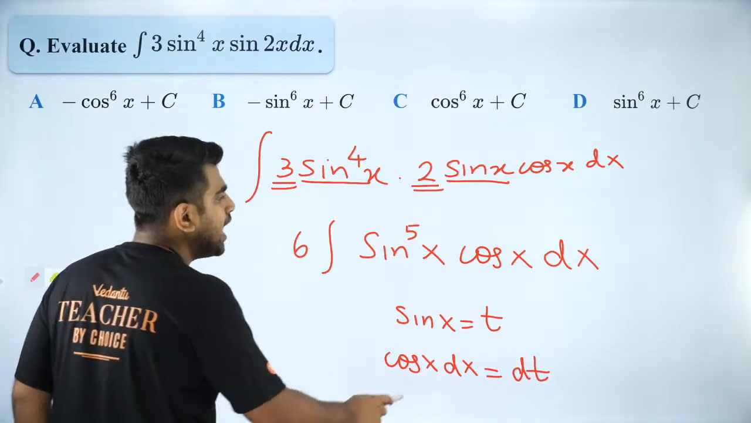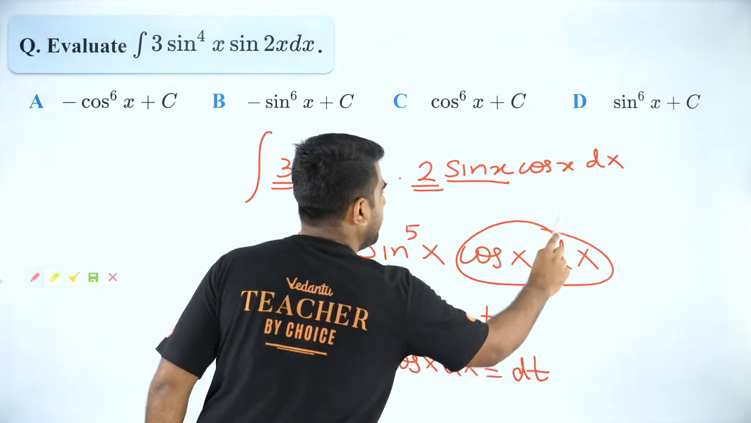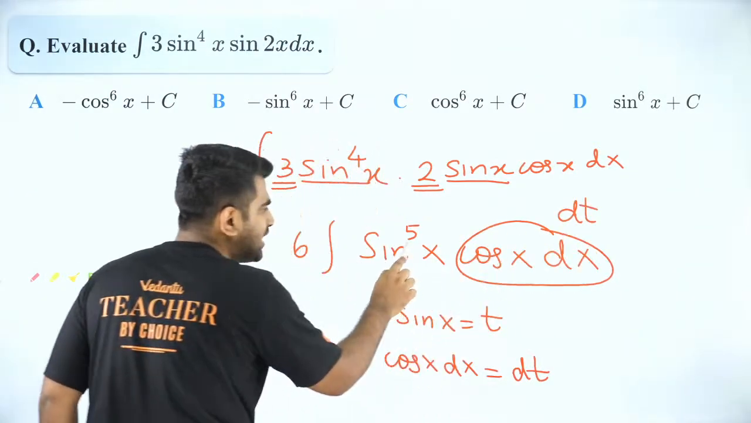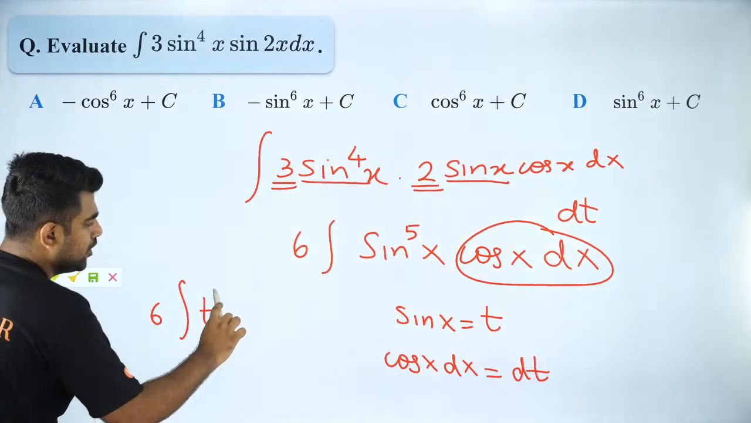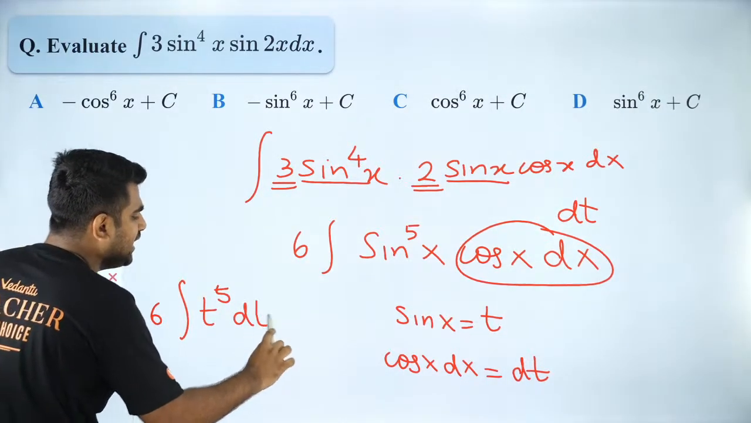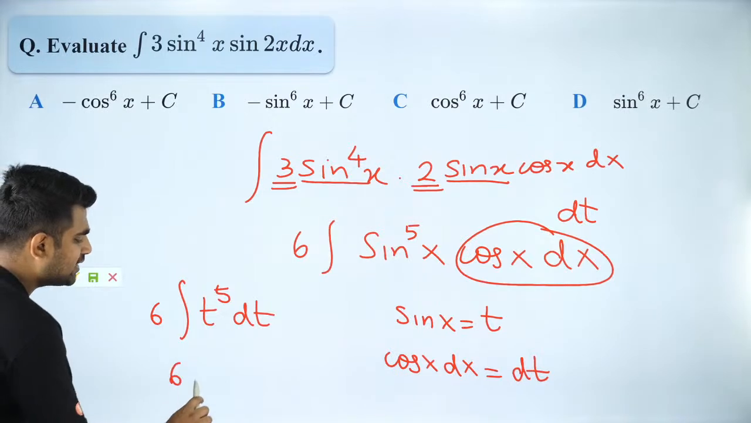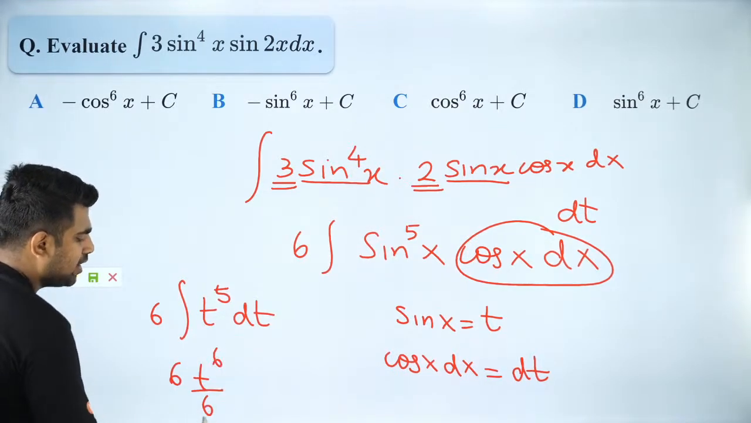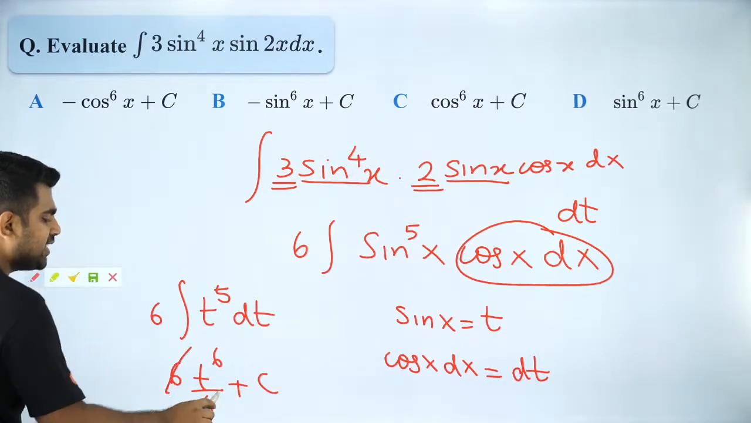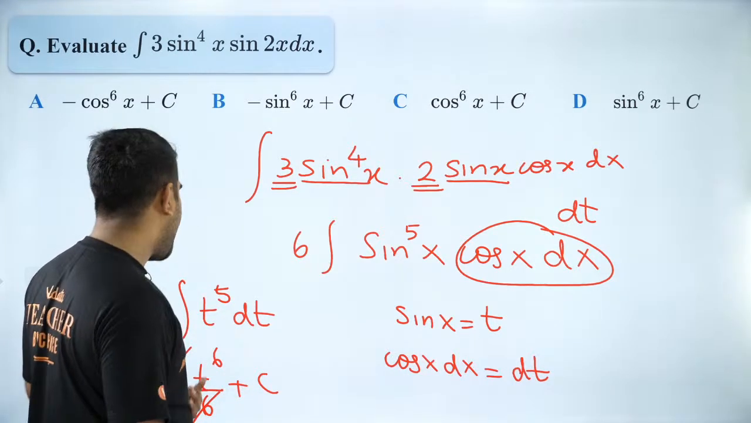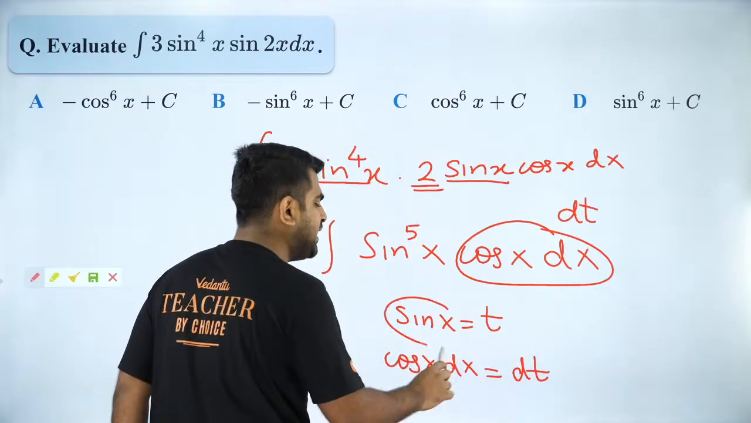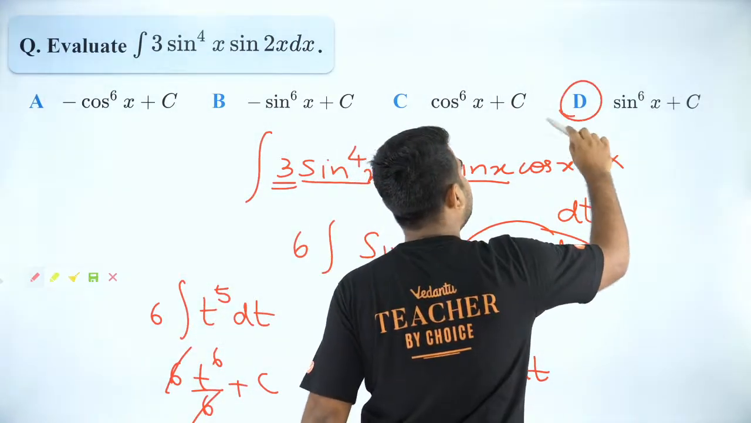So now cos x dx will become dt and sin x power 5 will become t power 5. So it is t power 5 dt. So that will be t power 6 by 6 plus c. So 6 and 6 cancel. T power 6 is my answer. So what is t power 6? T is sin x. So it is option D.